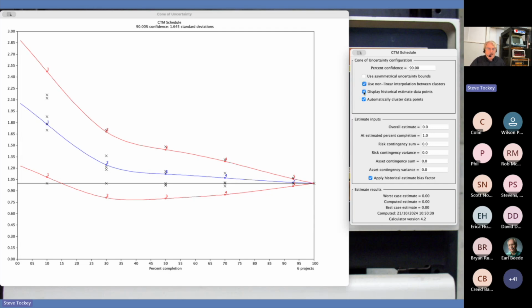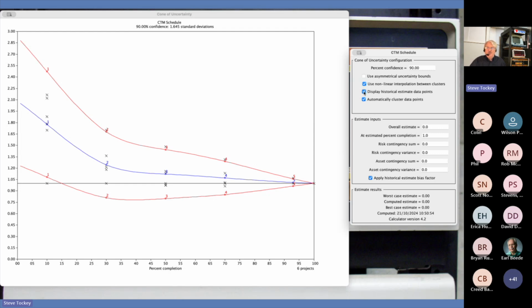Okay. Hopefully you'll see it here, but display historical data points. All those little X's were the actual data which fed into the computations, and I can turn them off if I decide I want to turn them off.